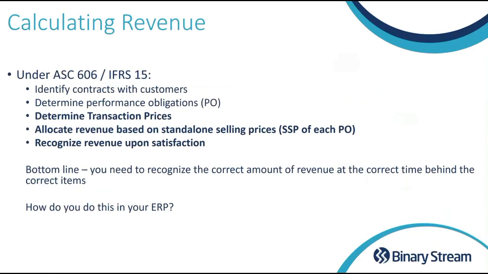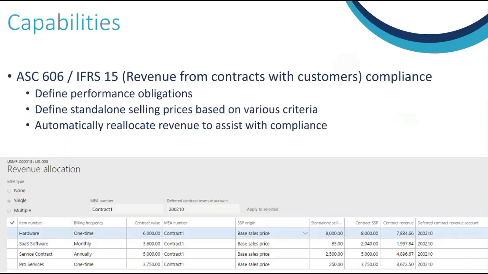Bottom line in 606, it's about 200 and some pages, but if you boil it down, really what it says with a lot of accounting speak and some examples is that you need to recognize the correct amount of revenue at the correct time behind the correct items. That's really what ASC 606 and IFRS 15 says. But how do we do that inside of our ERP? A lot of our customers in the past have been telling us they've had to do this in Excel with manual calculations and manual journal entries.